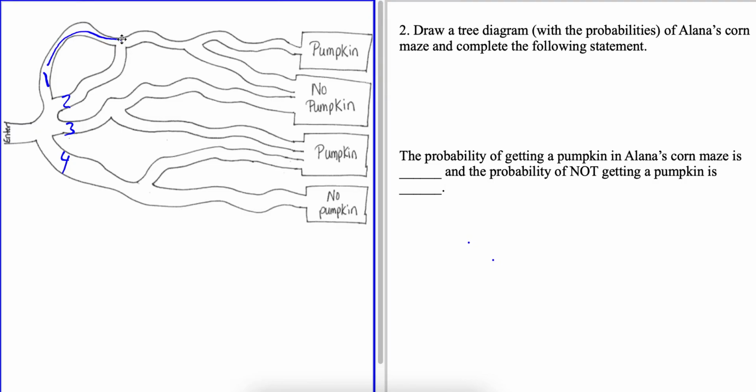We're not going to go down. We're not backtracking. We come across our first fork in the road. We're going to label this top one 5 and this one 6. And if we chose to keep going with 5, we get a pumpkin. If we chose to go with 6, we get no pumpkin.